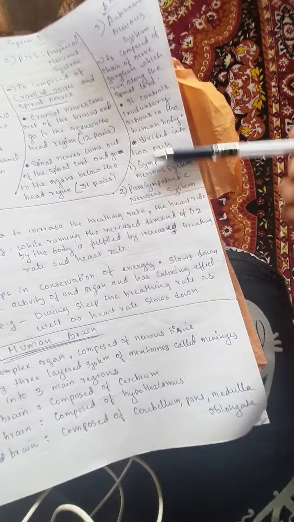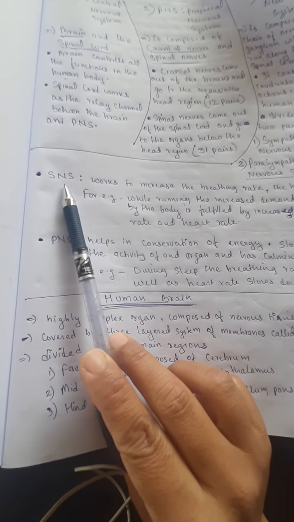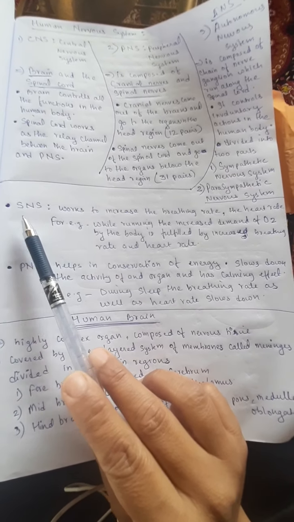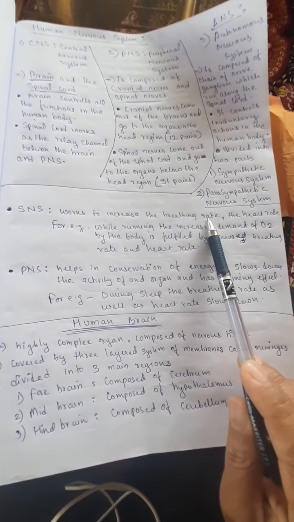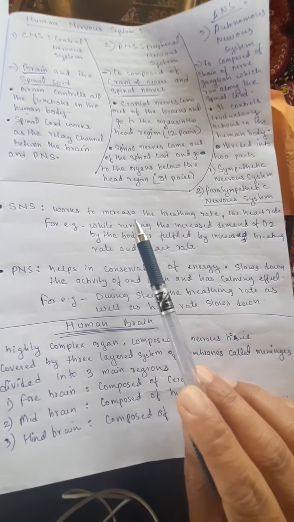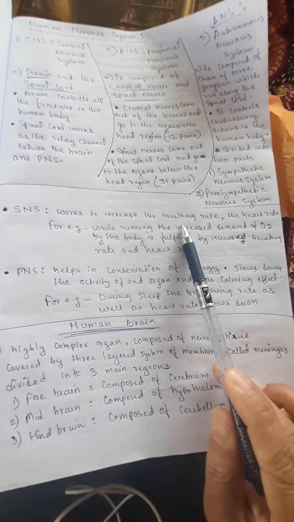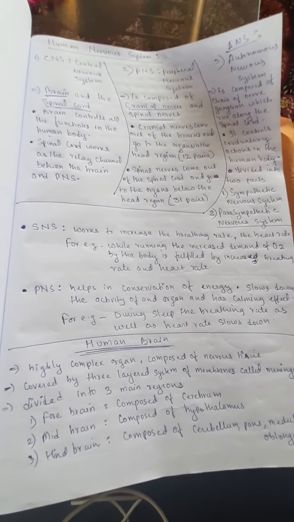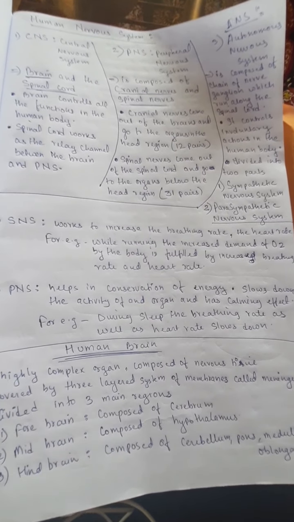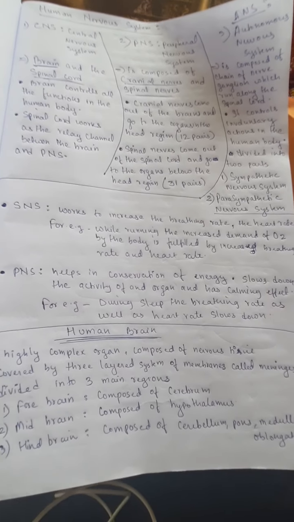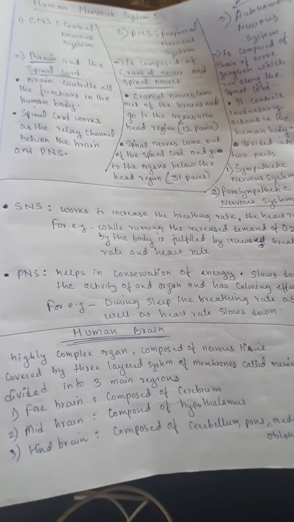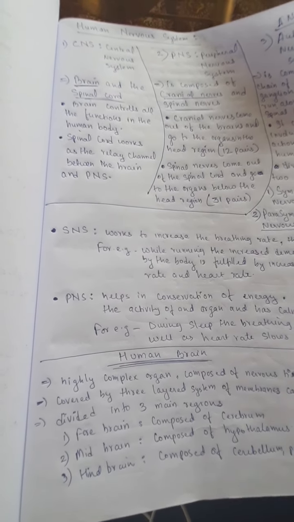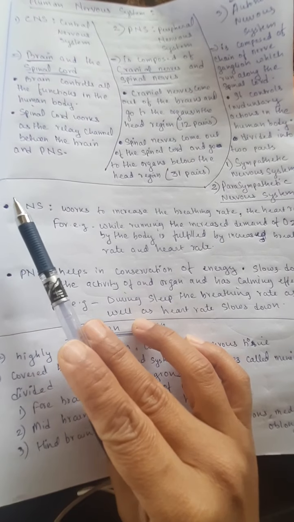And this autonomous nervous system is divided into two parts, that is the sympathetic nervous system and the parasympathetic nervous system. Let's learn about the sympathetic nervous system. It works to increase the breathing rate and the heart rate. For example, while running, our breathing rate and heartbeat both increase. Why? Because there is an increased demand for oxygen supply in our body. To fulfill that, we breathe very fast, and as a result, our heartbeat also increases. Both breathing rate and heart rate are controlled by the sympathetic nervous system.